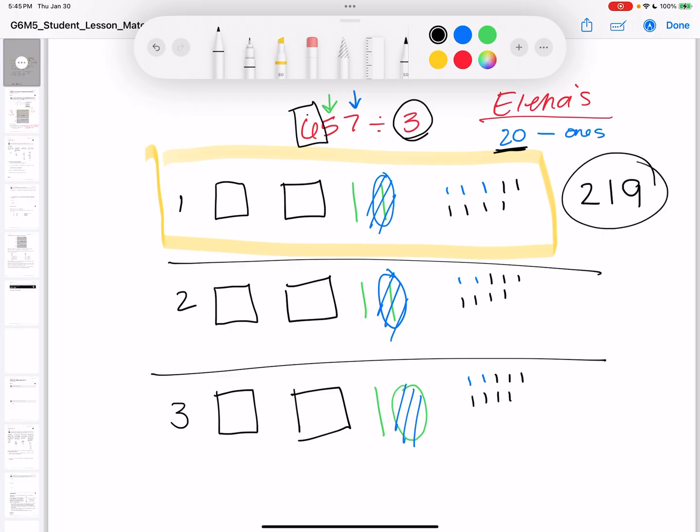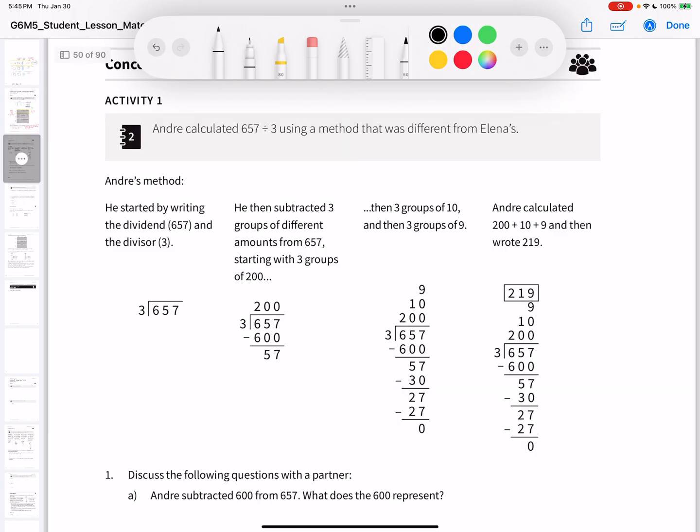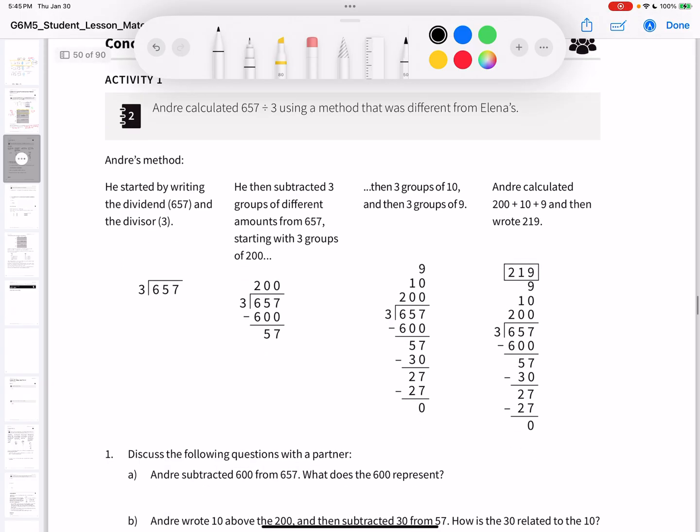So our answer should be 219. This is the way Elena would do it. Now let's go back and see how Andre would do it. He started by writing the dividend 657 and the divisor 3. So this looks very normal if we were going to do normal division instead of division by partial products, okay?